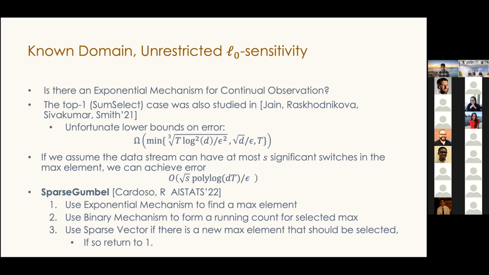The algorithm works by running an exponential mechanism, finding the top one element, and doing the counting on this selected element. This will give you a running counter, and then you go and fetch the max element in the stream among those not selected, and check: is it ever larger than my current streaming count? For that, you can use the sparse vector to only pay for the number of times you actually switch.